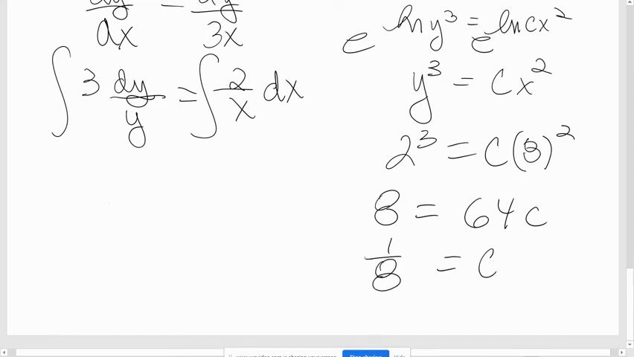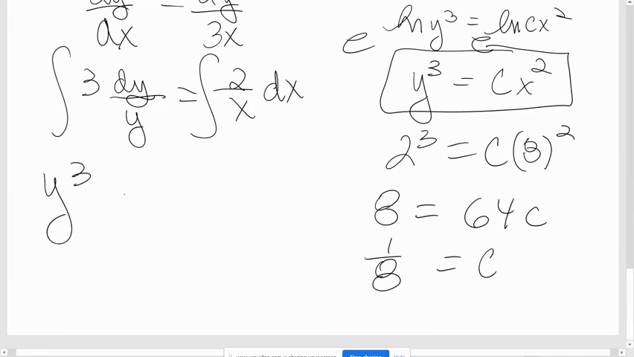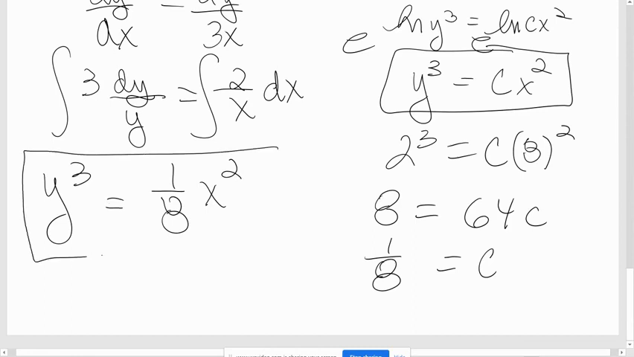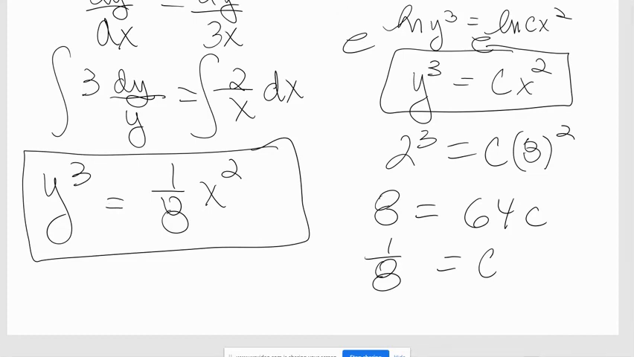All right, so then my equation would be, using this equation right here, y cubed equals 1/8 x squared. And again, you could simplify that if you wanted to solve for y, but they're not asking me to, so I'm not going to do it.